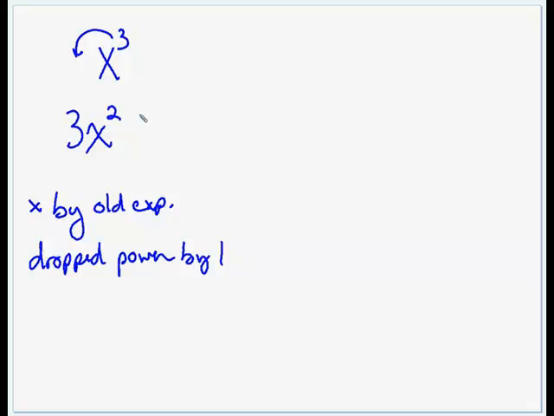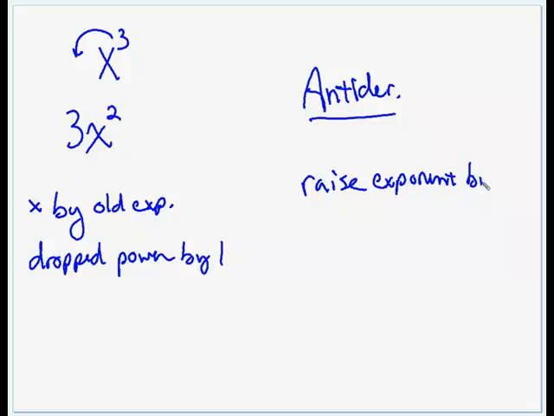To find the antiderivative, we sort of reverse these steps. To find the antiderivative, we want to raise the exponent by 1, and then divide by the new exponent.